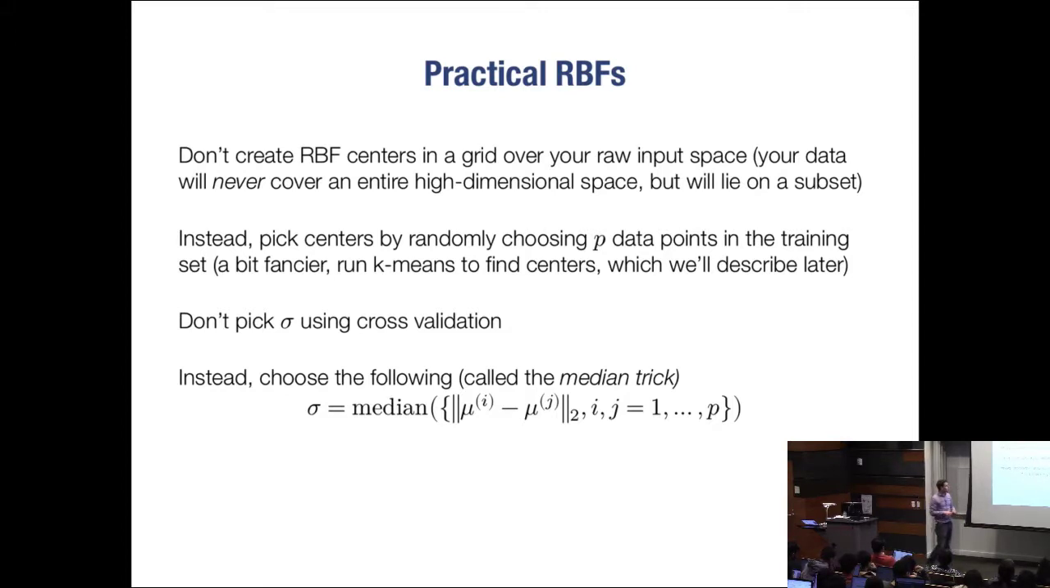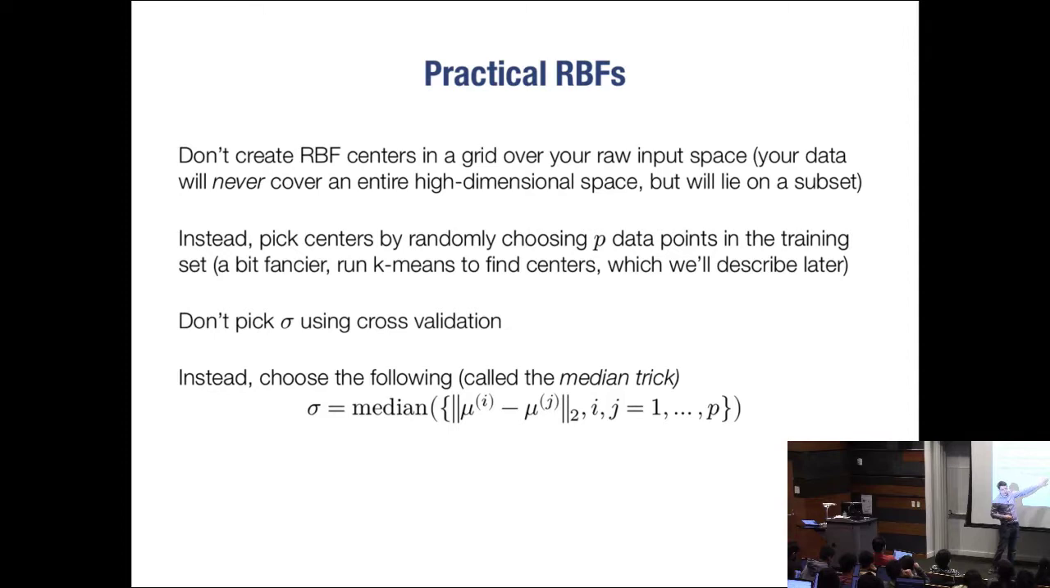Okay, that's point one. Point two is don't try to pick your bandwidth by cross-validation. This is a really cool trick, actually. Just keep this in mind if you ever hear about it. Don't pick your bandwidth parameter using cross-validation. Pick it to be the median of distances between the centers. This is sometimes called the median trick. It's like folklore in machine learning. I can't see it written anywhere, but everyone who does modeling knows it.